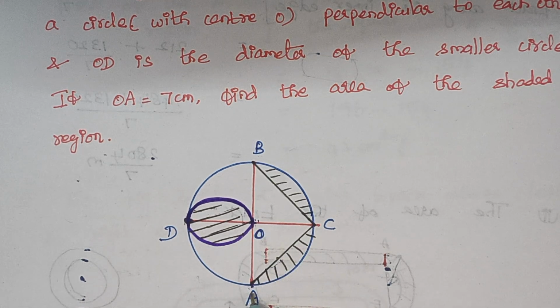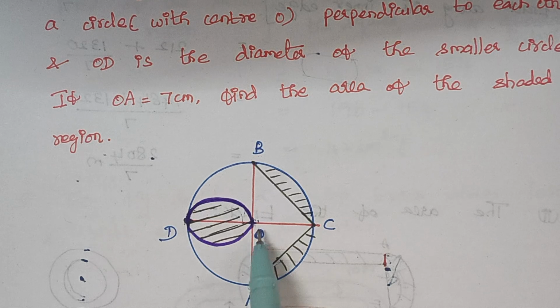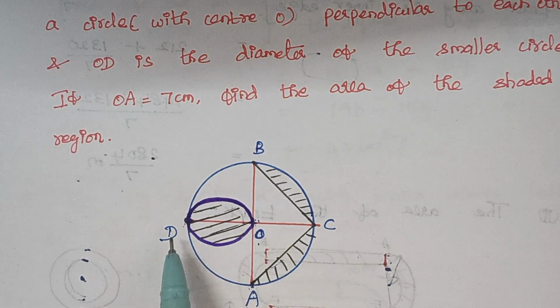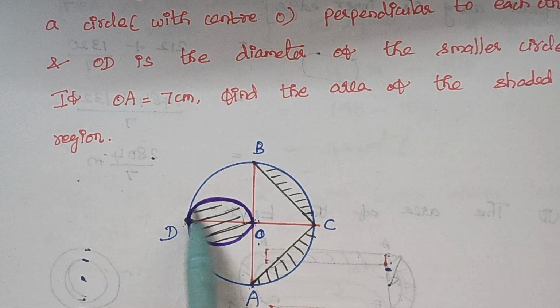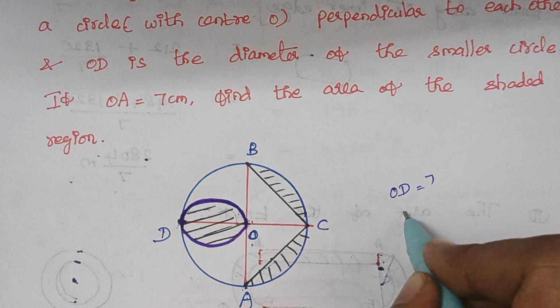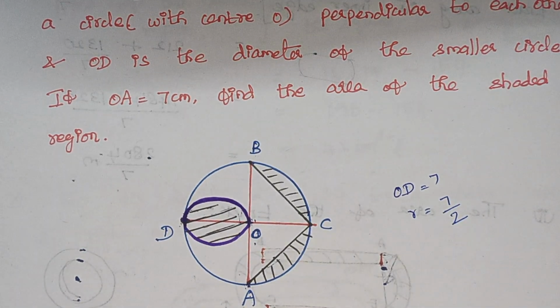So OA is a radius. Similarly, OD is also a radius, OB is also a radius, and OC is also a radius. So OA is equal to OD. Therefore, the value of OD is 7. OD is the diameter of the smaller circle. Then what about the radius? If OD is equal to 7, then obviously the radius of the smaller circle is 7 by 2.